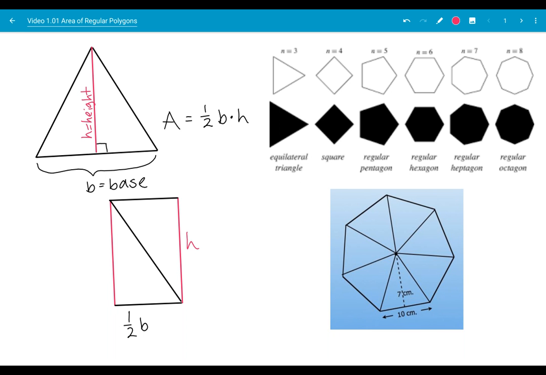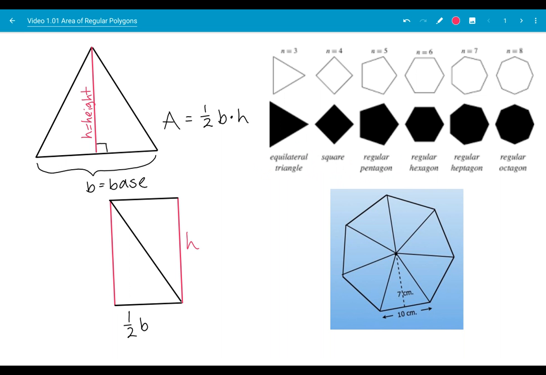We're going to learn about how to find the area of a regular polygon. This is video 1.01. Here are some examples of regular polygons: an equilateral triangle, a square, a regular pentagon, and so forth. These are called regular polygons because all of the sides of the shape are exactly the same, which has some interesting properties. Each of these shapes can be split up into isosceles triangles.